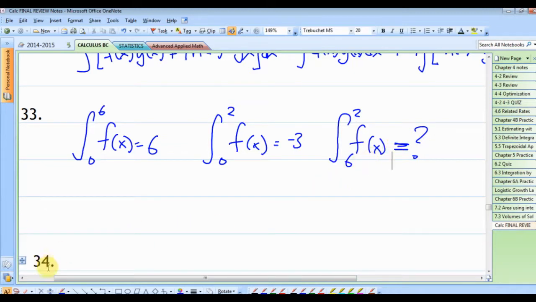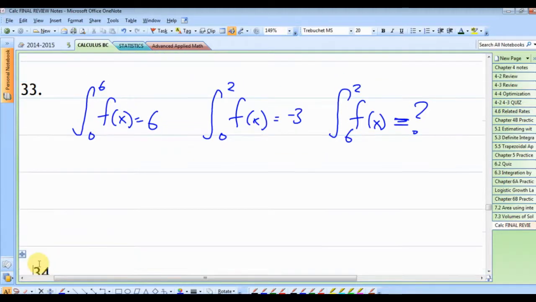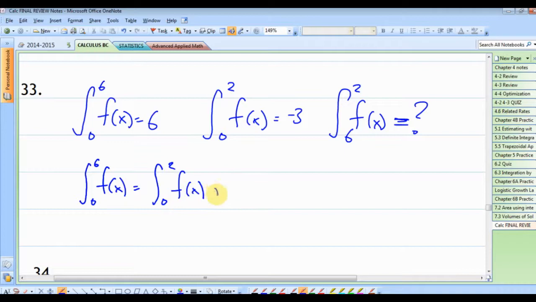Okay, so to start off with this one, you really should take a look at what you have. We have 0 to 6, 0 to 2, 6 to 2. So this is definitely backwards. It should be 2 to 6, but it's now 6 to 2. And we're going to try and make an equation out of this. The equation that you're probably going to choose is the integral from 0 to 6 of f of x is equal to the integral from 0 to 2 of f of x plus the integral from 2 to 6.